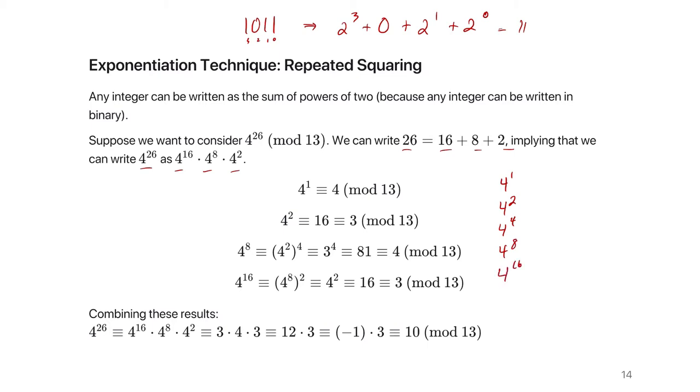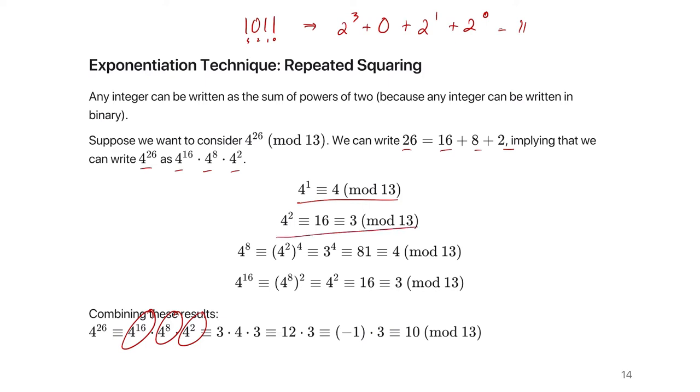And then, when I want to build 4 to the 26, I just need to use my results for 4 to the 16, 4 to the 8, and 4 to the 2. And I can simplify as I go. So as an example, let's walk through this, right? So I start off with 4 to the 1, and that's just 4, right? Then my next power of 2 is 2. So 4 squared is 16, but I can reduce 16 to be 3, right? Because we're working modulo 13.